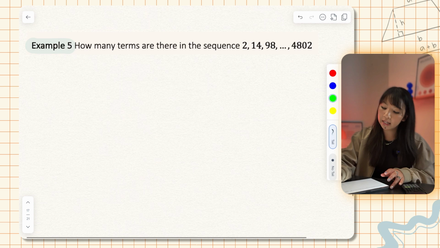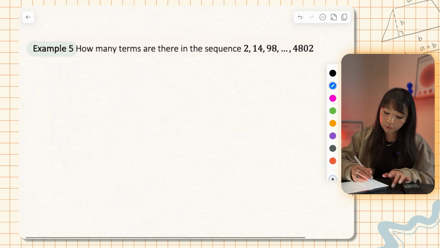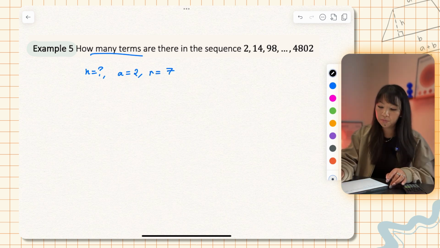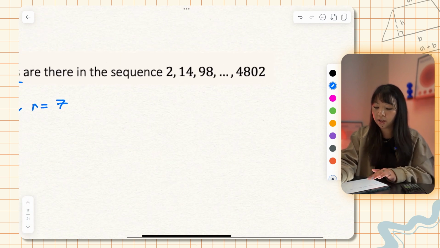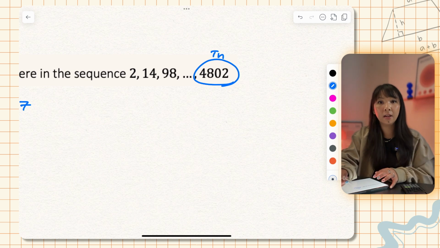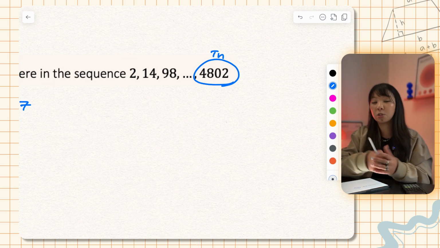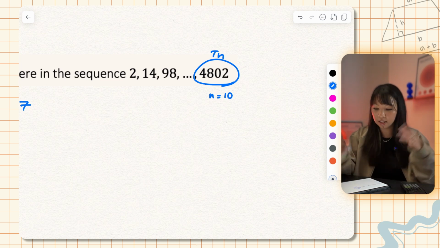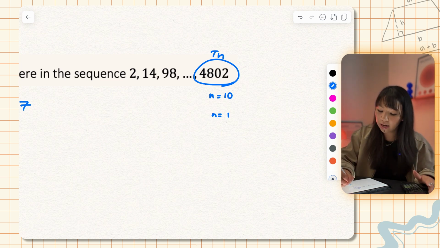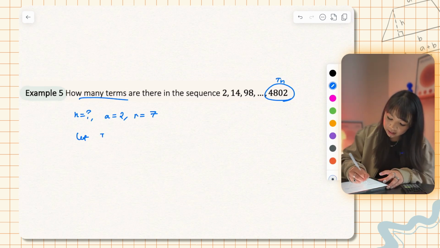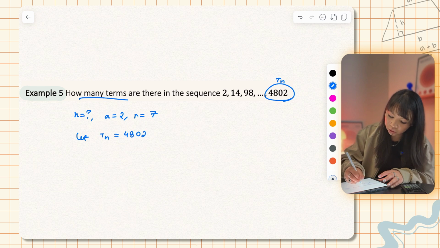How many terms are there in the sequence? So if I'm trying to find how many terms, I'm looking for n. We know that A is 2. The ratio, ooh, very large, R is 7. The way that you're finding how many terms there are is you're letting the last term correspond to Tn, and then you want to figure out what number this is associated with. Like, is this associated with n is equal to 10? If that's the case, then there's 10 terms. Or is it associated with n is equal to 13? Then that means there's 13 terms. So I'm going to let Tn equal 4,802.